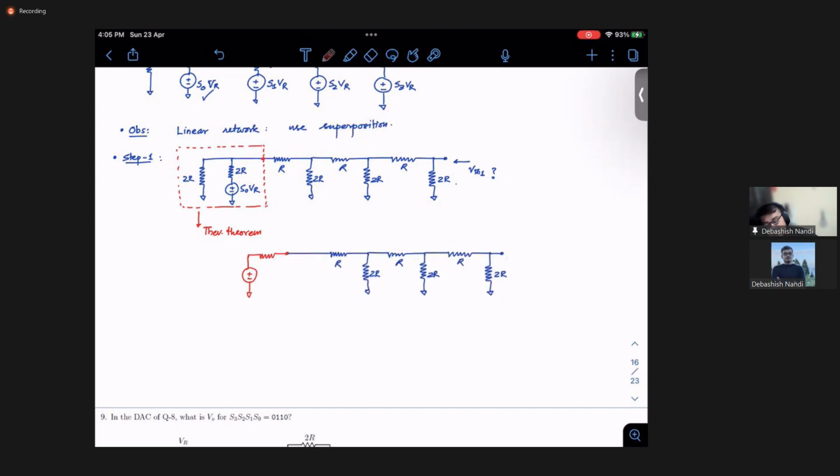So what is your Thevenin resistance between this node? You null this and check, two are in parallel. So Thevenin resistance would be nothing but R. I will not write RTH here, I will simply write R. And what about this Thevenin voltage? A series current will flow here and voltage division will occur between the 2R and 2R resistances. So this voltage will be S0 VR by 2.